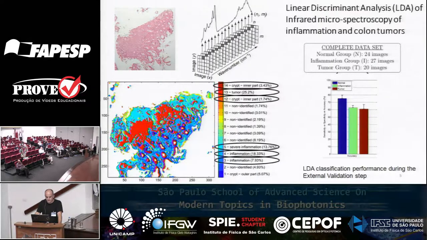The second work summarizes our work in infrared spectroscopy, with some images. We have a hyperspectral image here. In a hyperspectral image, each pixel has not only the RGB color, but a spectrum. We cluster similar pixels using these spectra, and then you can make an assignment. Here you see the assignment from our pathologist to crypt, tumor, severe inflammation. We use this to train an algorithm with a set of samples, and then we employ linear discriminant analysis to predict tumor tissue or inflammation tissue. With this set of about 70 samples, we observe an accuracy of nearly 60%.